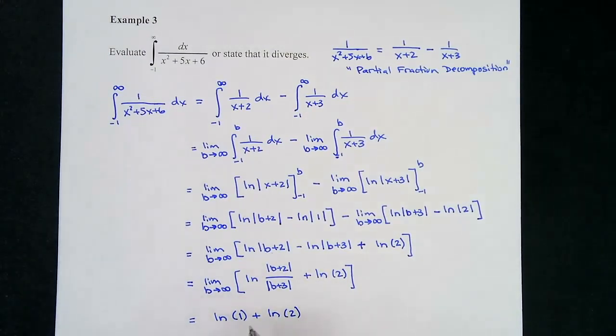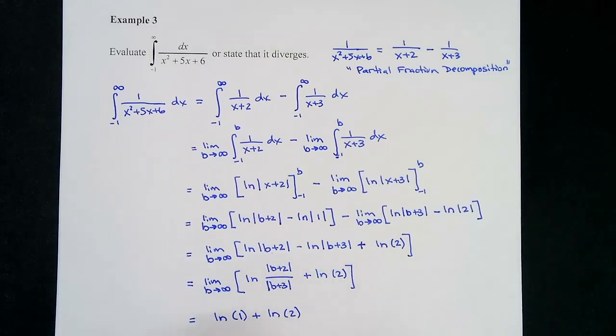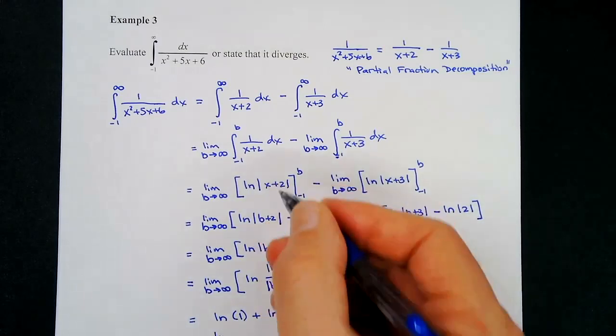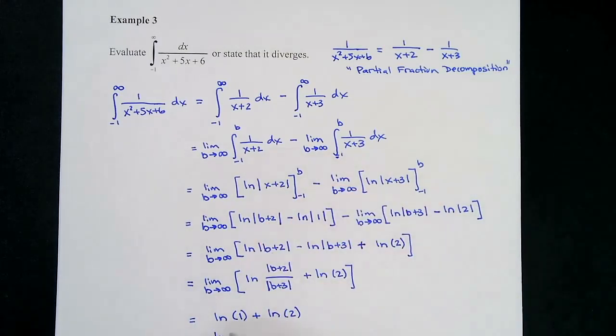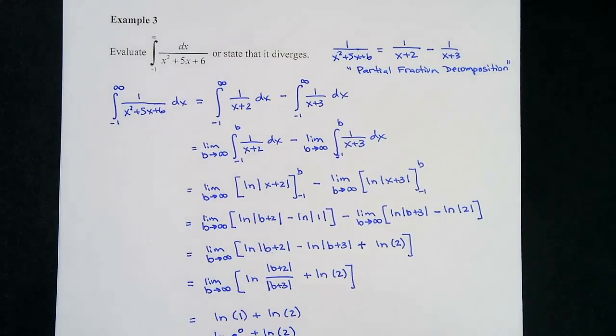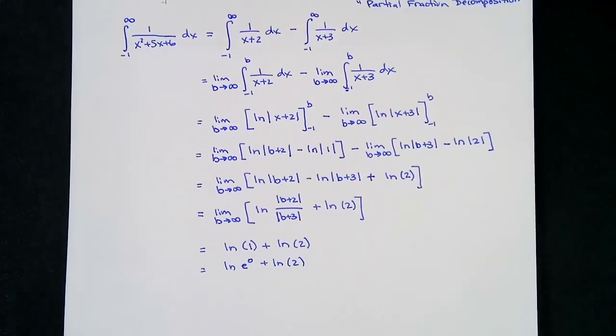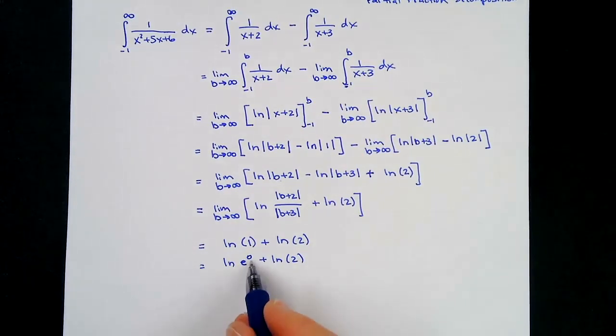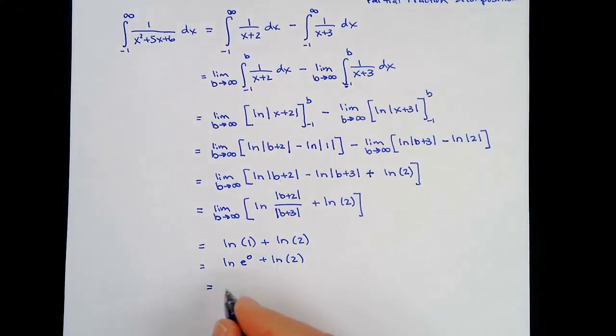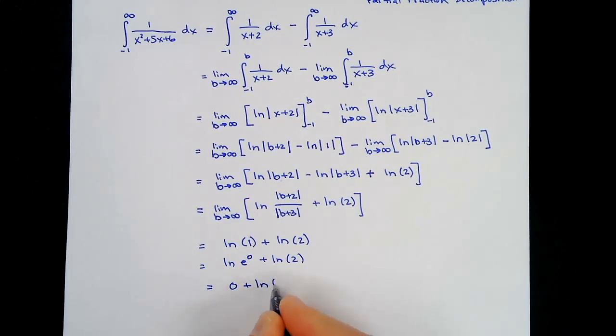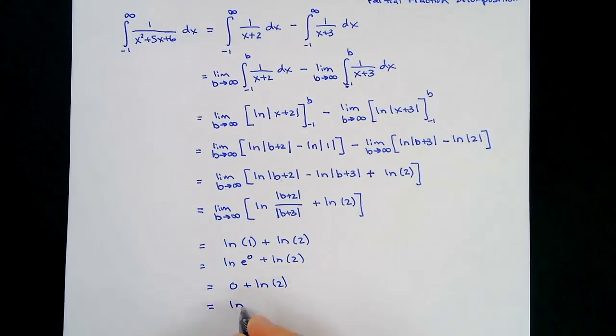Okay, because as b goes to infinity, the ratio of them gets closer and closer to being 1. Now what is 1? Remember, this is base e, so we could rewrite this, and I said this earlier up here, as e to the 0, because e to the 0 is 1, plus the natural log of 2. Let me slide this up a little bit. The natural log of e to the 0 is just 0. So this is 0 plus ln of 2, or ln of 2.